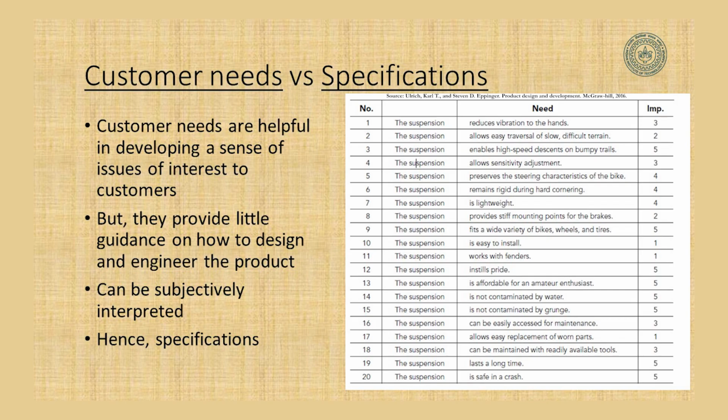Okay. How can you make the fork easy to install? How can you make the fork in steel tried? Okay. So, there is little guidance, the needs are there. Okay. So, these needs can be subjectively interpreted, there is no objective interpretation for many of them. Hence, what you need is very specific specifications. Okay. From the needs, we go into what is known as specifications.